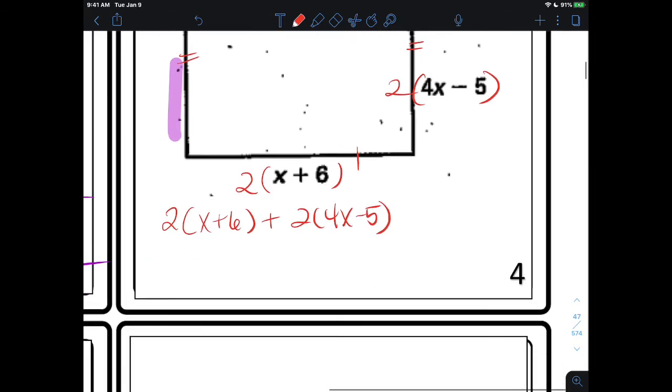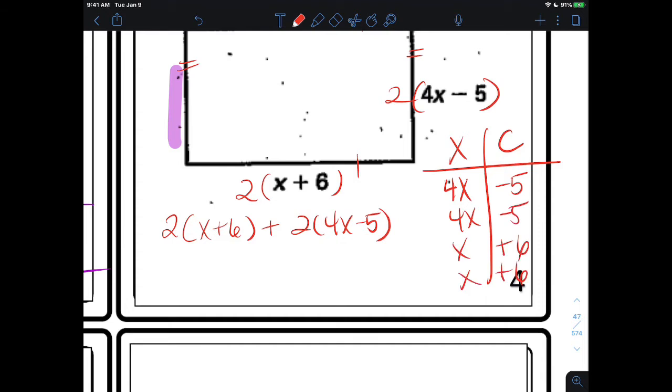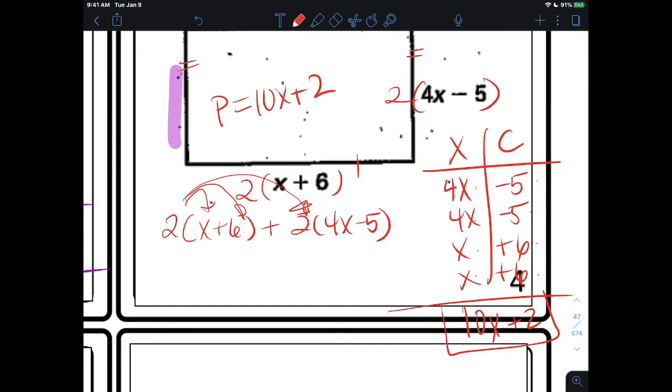And I can go ahead and simplify. Now, the other way to do that would be for me to say x's, constants. So 4x minus 5, 4x minus 5, x plus 6, x plus 6. So 10x plus 2. Right? And we could have also distributed, not that way, combined like terms, and arrived at the same answer.